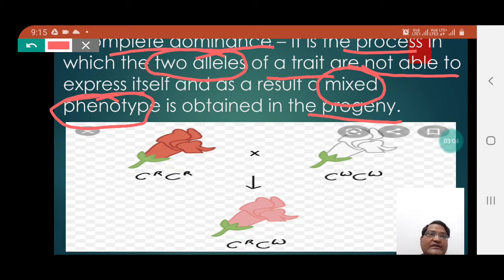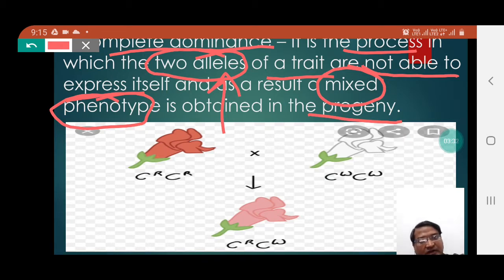Now, students, the word alleles means the contrasting forms of a trait. If we discuss the contrasting forms of a trait, it can be tall and dwarf, the two contrasting alleles of a trait, that is height.